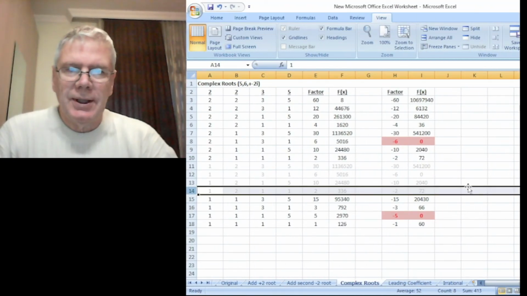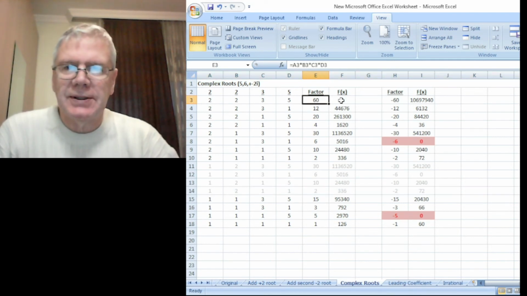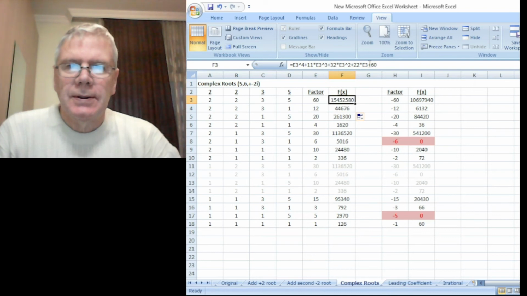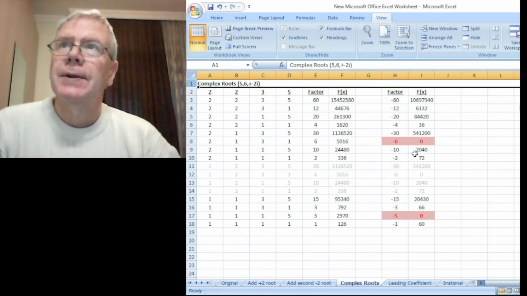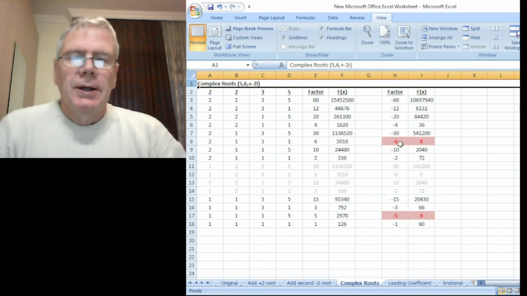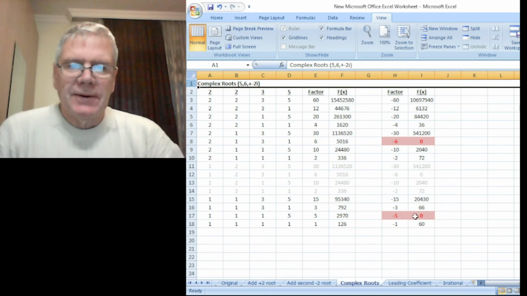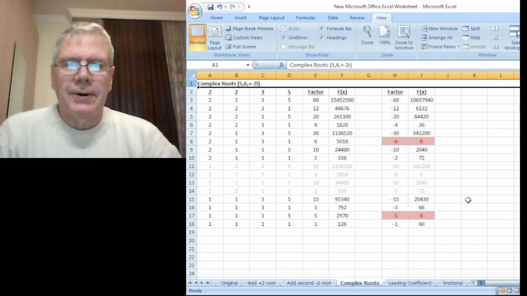Okay, so here's the spreadsheet for this one. This is exactly like the first function. Our trailing coefficient is 60 again on the polynomial. So we have the same factors, and we just look for the zeros using the remainder theorem. And we find minus 6 and minus 5. So we found 2 rational roots, and we're looking for 4.